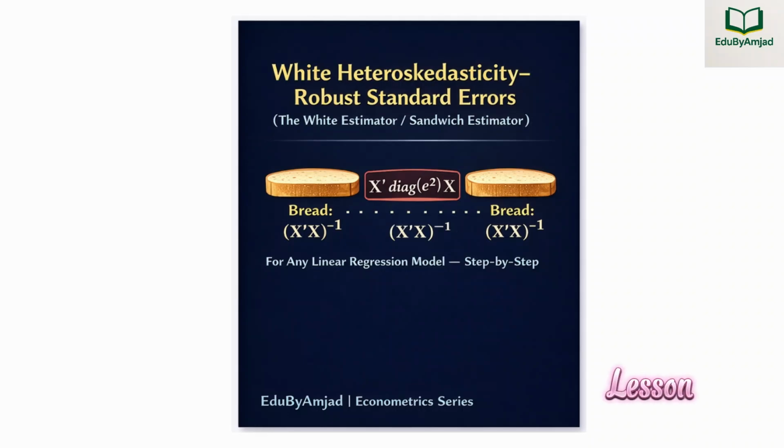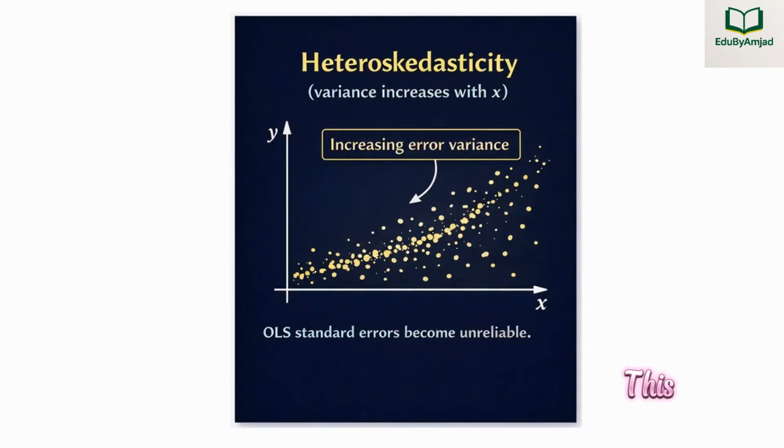In this lesson, we learn exactly how to compute White's heteroskedasticity-robust standard errors for any regression model. This method is essential whenever the variance of the errors is not constant, that is, when your model suffers from heteroskedasticity.